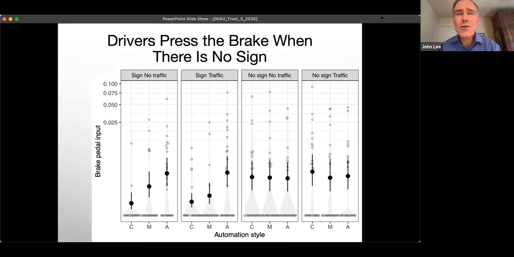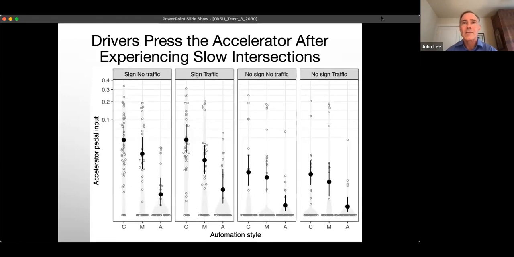So what's interesting in this brake pedal input on the right is that people press the brake when there is no sign. So there's no sign, no traffic, and there are still people braking. They want to slow down on the right when the automation is not. So there's no reason to slow down. There's no stop sign. You can go straight through. But that's not how people behave. And I think that that's really important as we think about self-driving vehicles. We need to think about the sort of conservative approach that people take today. They might expect the vehicles to take a similarly conservative approach, braking, even though they don't strictly need to. There's no sign for the intersection.